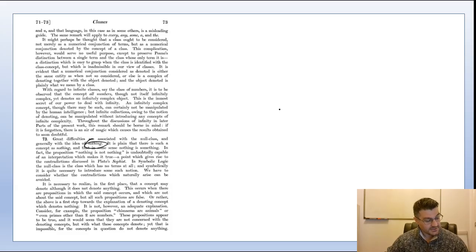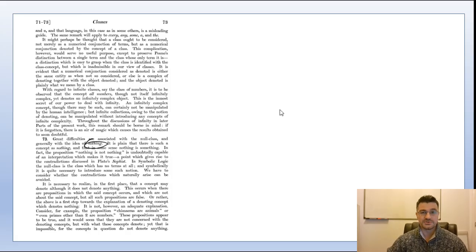It is necessary to realize in the first place that a concept may denote, although it does not denote anything. This occurs when there are propositions in which the said concept occurs, and which are not about the said concept, but all such propositions are false. So a classic example of this would be the present King of France is bald.